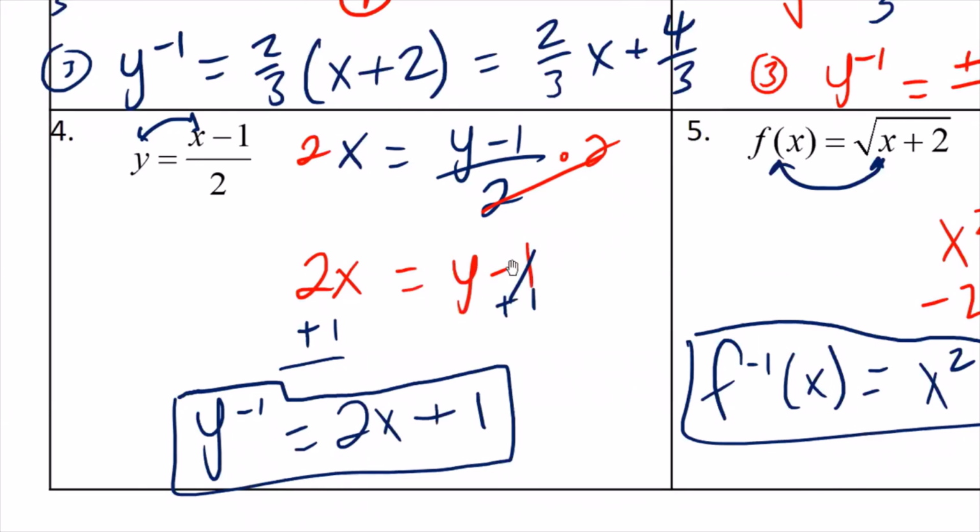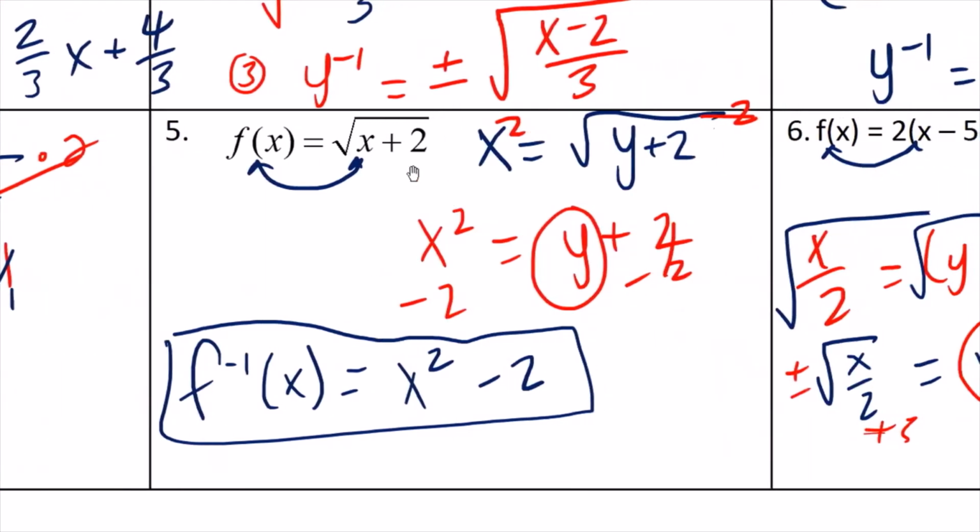And the inverse of subtracting 1 is to add 1. So we add 1 to both sides. Y is now by itself. So that's our inverse. Y inverse equals 2x plus 1. Questions about number 4?